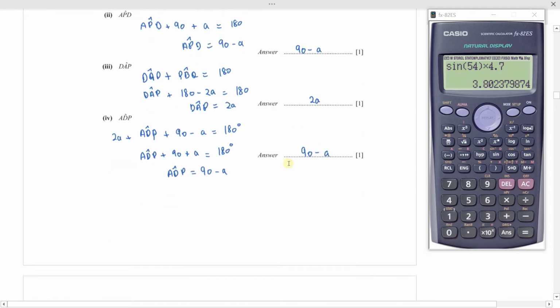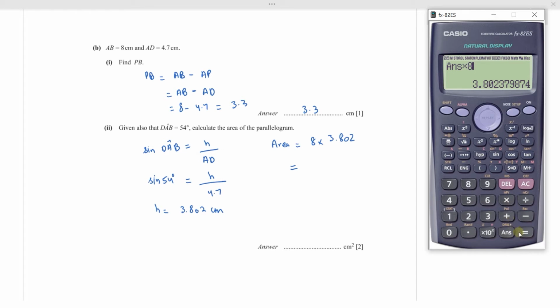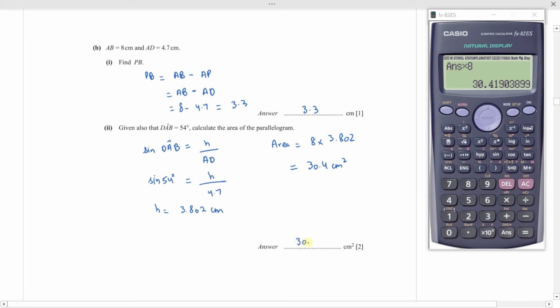So the area will simply be 8 into 3.802. So this answer multiplied by 8 is 30.419. So up to three significant figures, this will be 30.4 centimeter square. So your area here is 30.4.